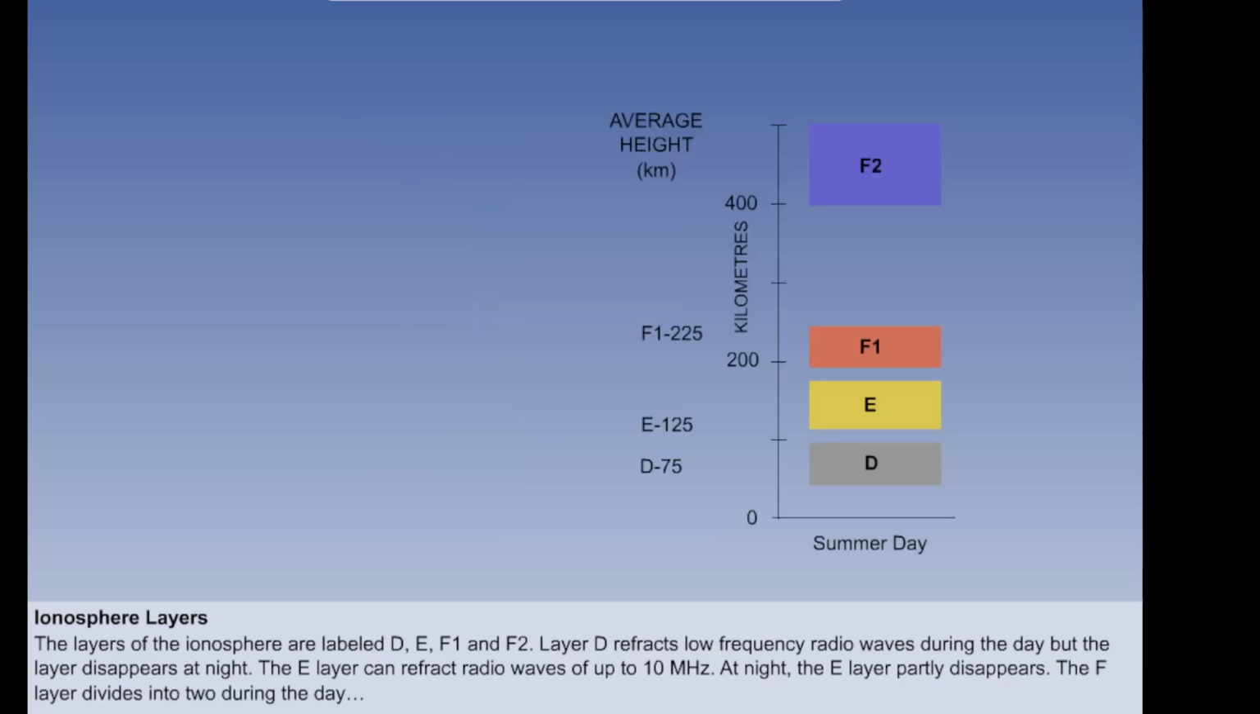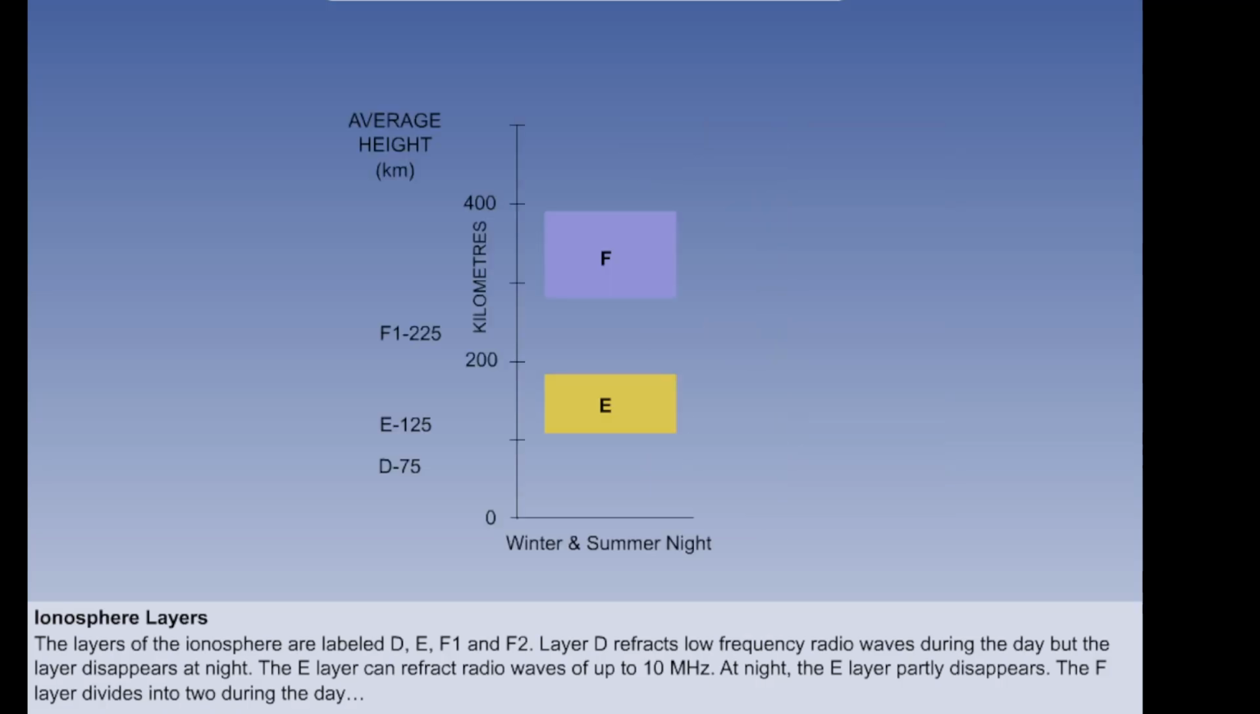The F layer, also known as the Appleton layer, exists at an average height of 225 kilometers. During the day, the layer divides into two, known as F1 and F2, because the different frequencies of radiation from the sun ionize the gases to a different extent. At night, there is only one F layer, which is narrower than the combined width of the daytime layers. The ionization in the F layers is quite intense.